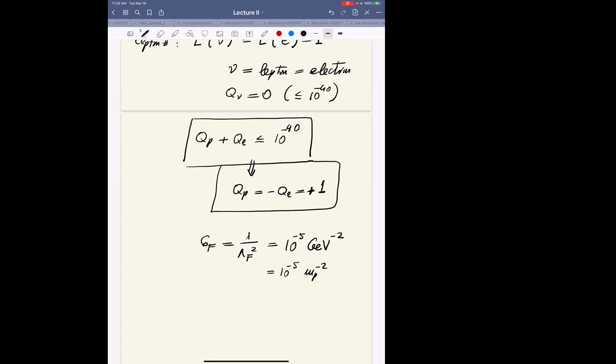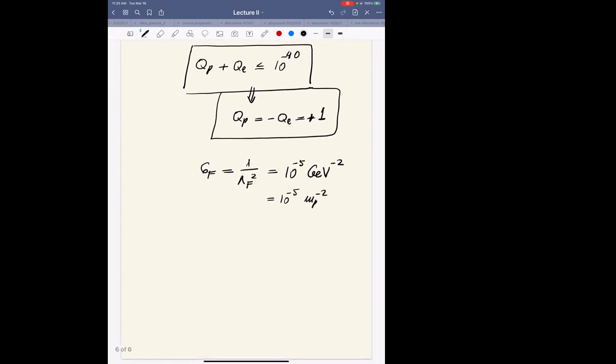And this is why they decided to call the weak interaction weak. The reason was why this is weak. This cannot be weak because it's a dimensionful number. This is not small. Okay, nothing weak about this.